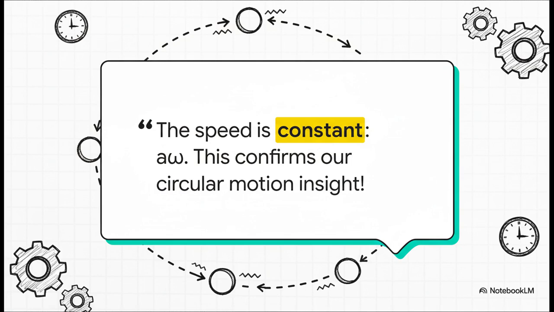But wait a minute. A and omega are both constants. That means the speed is constant. And what do you call motion in a circle at a constant speed? That's right, uniform circular motion. Our math just confirmed the physical insight we had earlier.